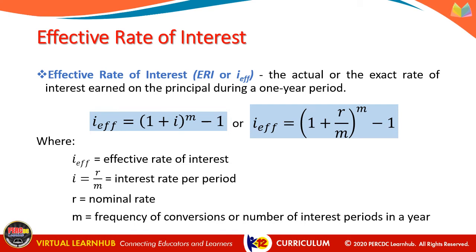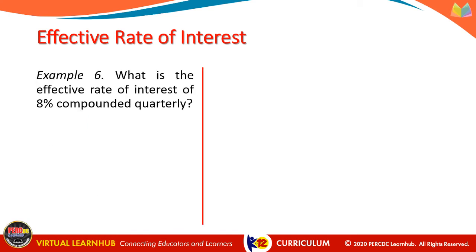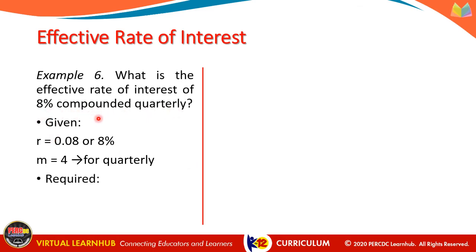Let us demonstrate what effective rate really is by answering the following examples. Example number 6. What is the effective rate of interest of 8% compounded quarterly? We have the given nominal rate R is equal to 0.08 or 8%, and frequency of conversion M is equal to 4 for quarterly. We have here 8% compounded quarterly. In this problem, we are asked to solve for the effective rate of interest.